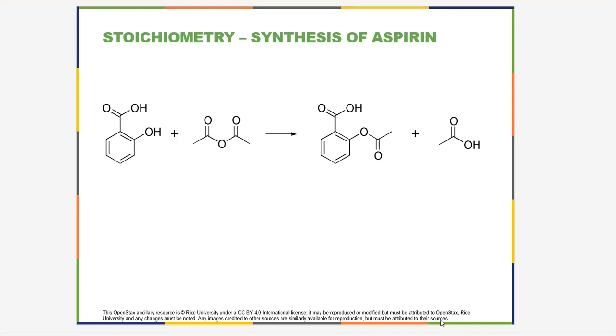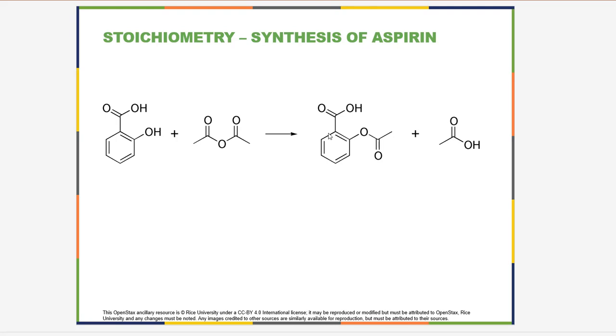In the next two chapters, one of the things that we're going to be working on is a concept called stoichiometry. And stoichiometry is extremely important for chemists and for society in general. Here we have an example of something called salicylic acid reacting with acetic anhydride to form aspirin, which there's lots of aspirin tablets produced every day.